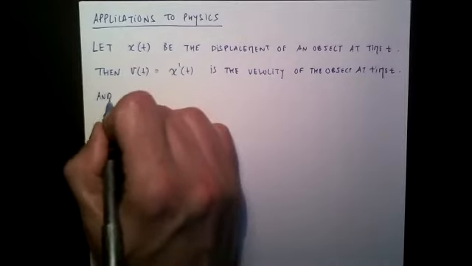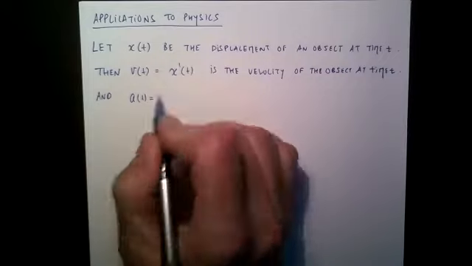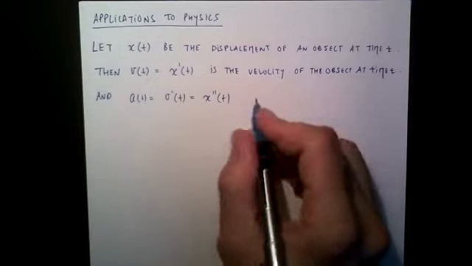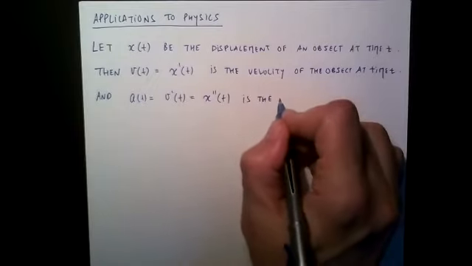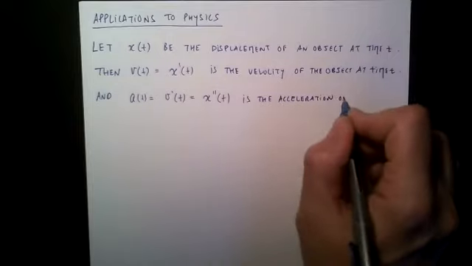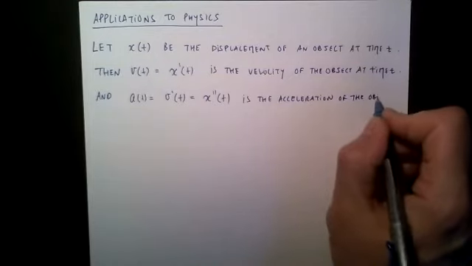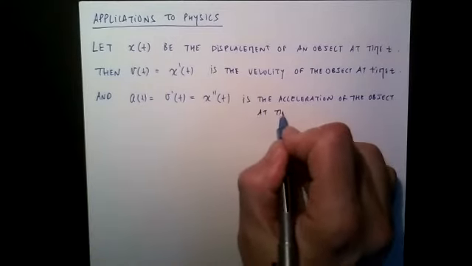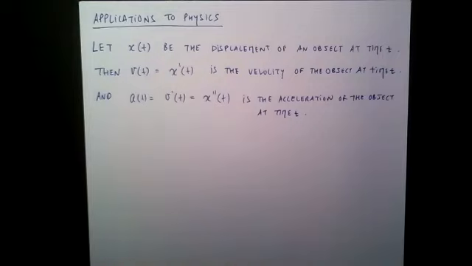And a of t, which is v prime of t, which is x prime prime of t, is the acceleration of the object, again, at time t. Okay, simple. Just the definitions.